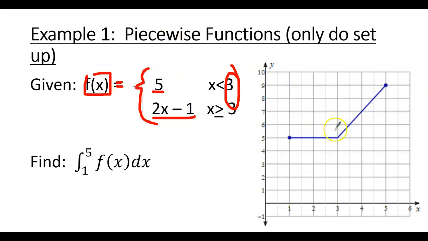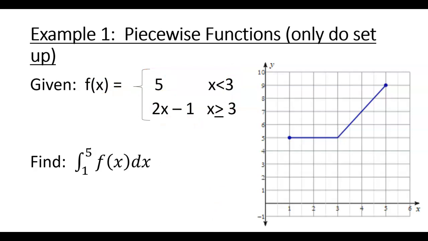But I drew a picture because, as you guys can see here, from 1 to 3 we have this function 5. It's just a flat horizontal line. But then after 3, at that connection point, the function changes into something else, a diagonal line, which is 2x minus 1. So for all x less than 3, we have one function, and for all x greater than or equal to 3, we have another function.